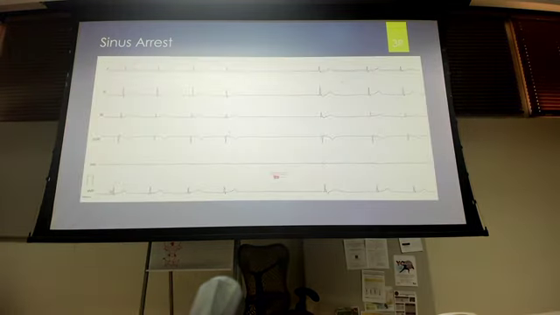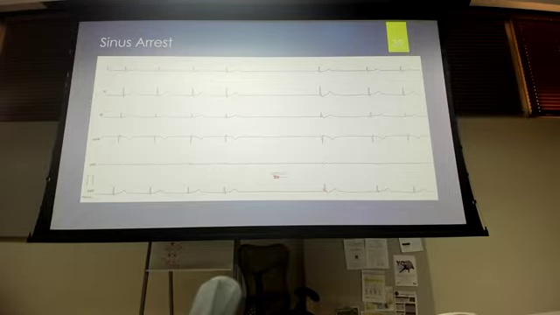This is an example of a sinus arrest. We've got our R to R here, R to R here, here. We're missing an R to R here. We're missing a QRS complex here. We're missing a QRS complex here. And then this falls right into patterns.